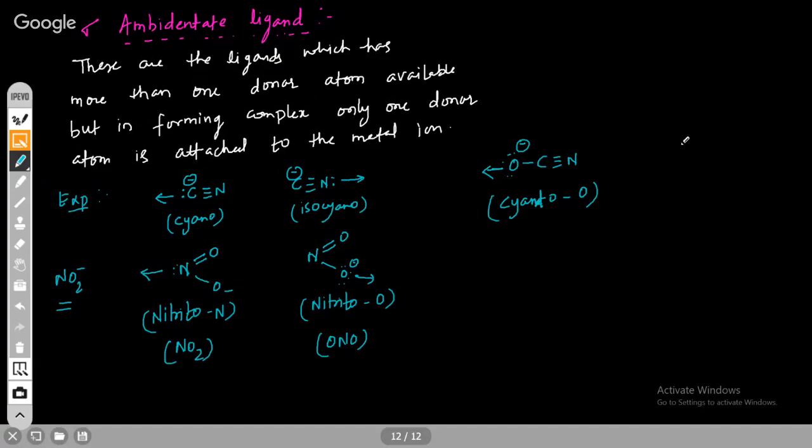But when nitrogen is donating electron, like this, O, C, triple bond N, with the lone pair on this nitrogen donating electron, negative charge, this we call cyanato-N. This is the ambidentate ligand we have. More than one donor atom is present, but while forming the complex, only one atom attaches to the metal. Hence, all ambidentate ligands behave as monodentate ligands.